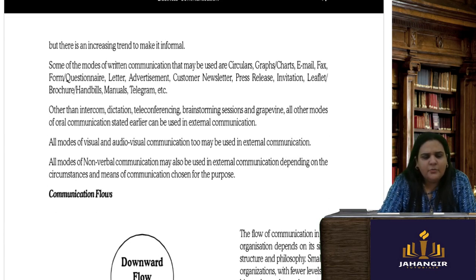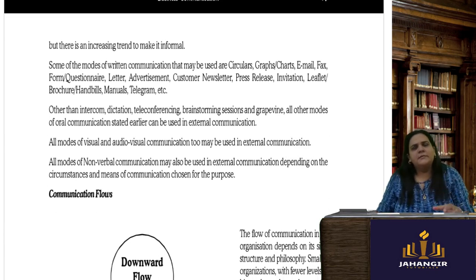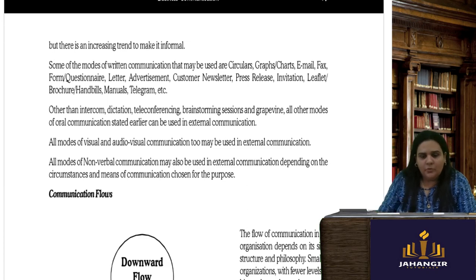Generally you will find external communication more formal in nature, because you're communicating to outside people, maintaining public relations. So you will not have communication in an informal manner. Some of the written modes: circulars, like you get circulars from the institute ICSI, newsletters, information, advertisements, etc.